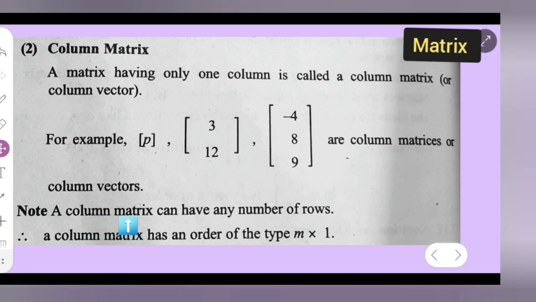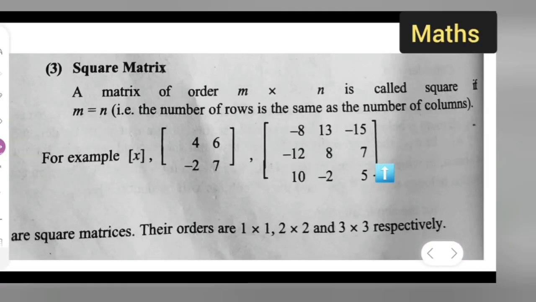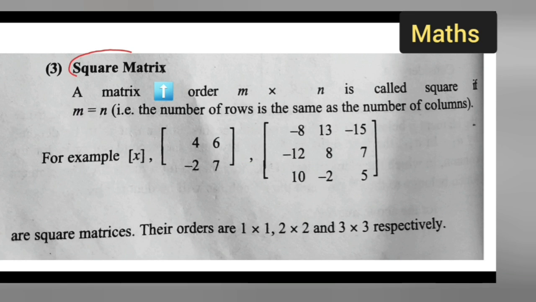Note, a column matrix can have any number of rows. Therefore, a column matrix has an order of the type m into 1, that is m multiplied by 1. So I can take the square matrix. Let us clear this topic.